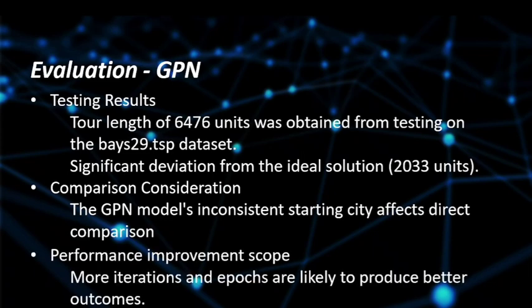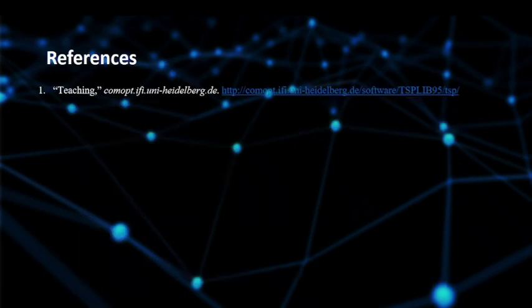Performance improvement scope. More iterations in epochs are likely to produce better outcomes, as the model was trained for different numbers of epochs and different training steps. It was observed that the tour length value was changing. So there is a high scope of improvement of the performance of this GPN model if it is trained for a large number of epochs, a good number of training steps, and if a good GPU server is present, with good computation and hardware. That's it.